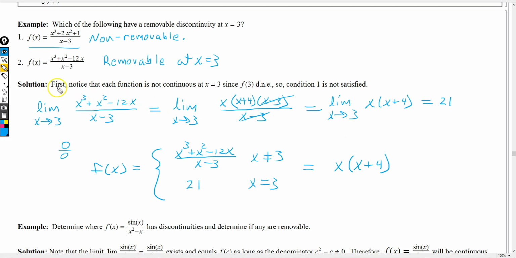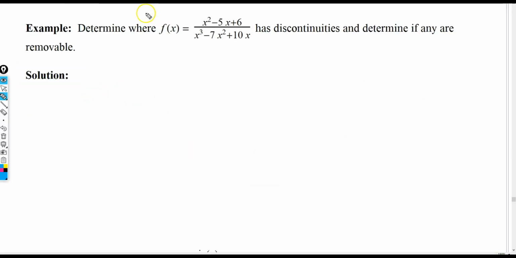Okay, let's take a look at this one. For this example, we have a rational function, x squared minus 5x plus 6 over x cubed minus 7x squared plus 10x, and we want to find where it has any discontinuities and determine if any are removable. First of all, the discontinuities are going to occur wherever the denominator is equal to 0. So let's set that equal to 0 and see what we get.